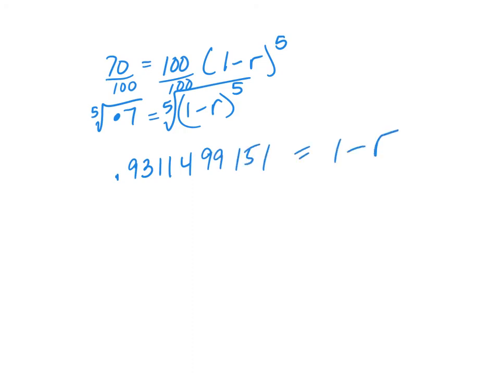And then we subtract 1 from it. 0.931. It's 6% a year. 0.0688, about 6.9% a year. 30 divided by 5 is 6. So why isn't it just 6%?